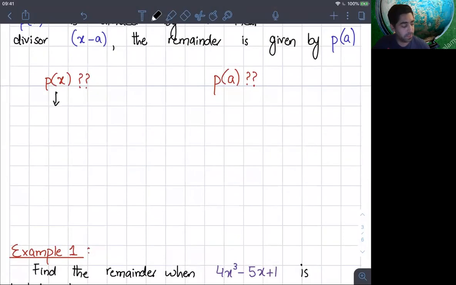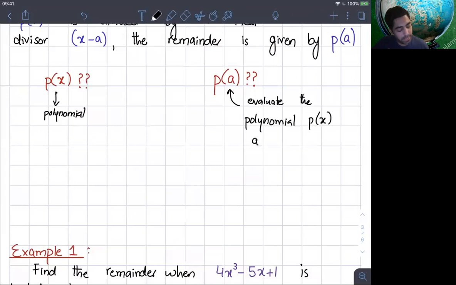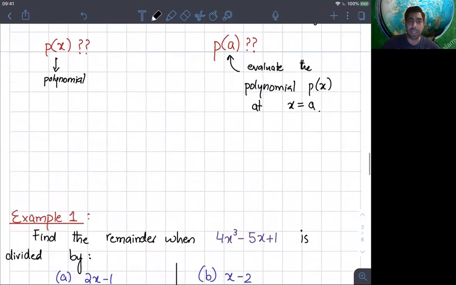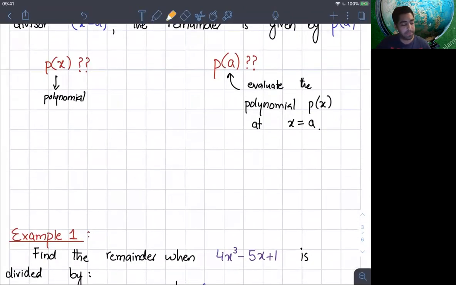So what is p of x? We said p is just a polynomial that we're talking about. If you remember, we talked about this and what p of x also is. Now, coming to this right here, what is p of a? It means you have to evaluate the polynomial p of x at x is equal to a. If that's a little too technical, all it means is that you look at the polynomial you have for p of x, and everywhere you see x, you just plug in a in place of the x, and you're done.